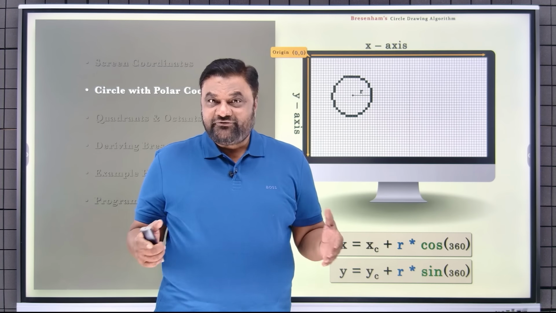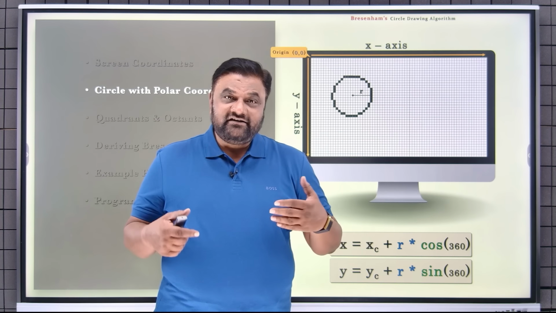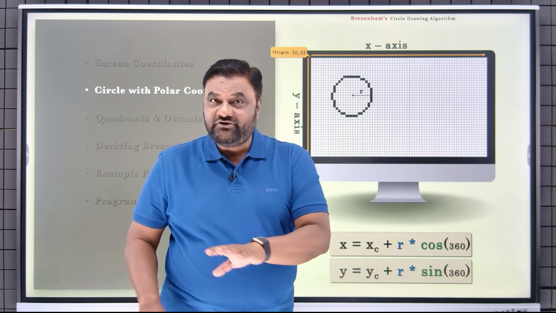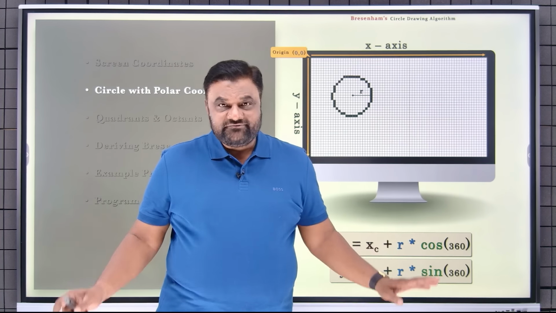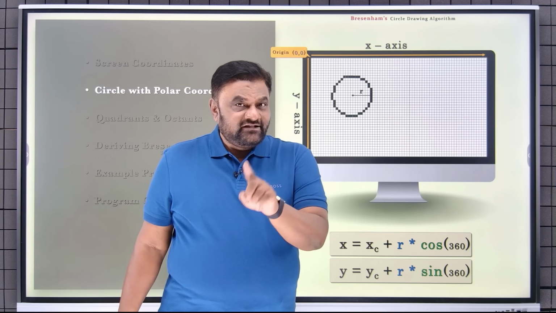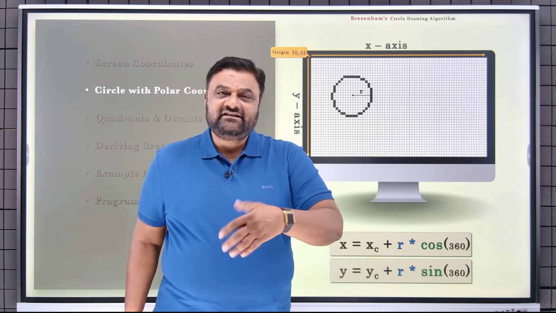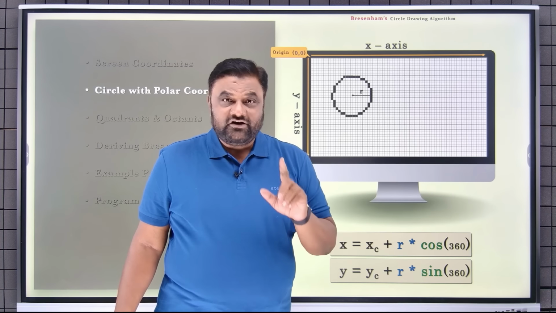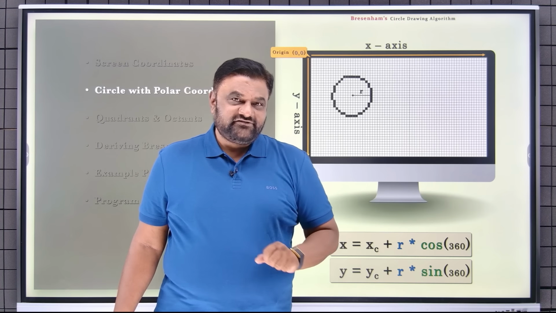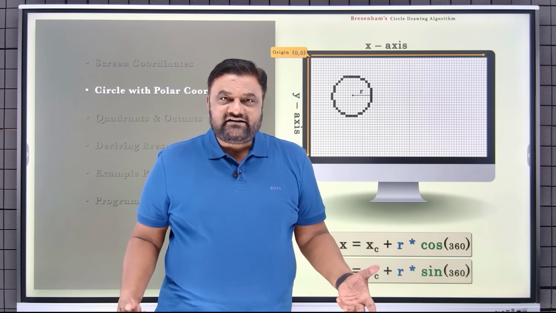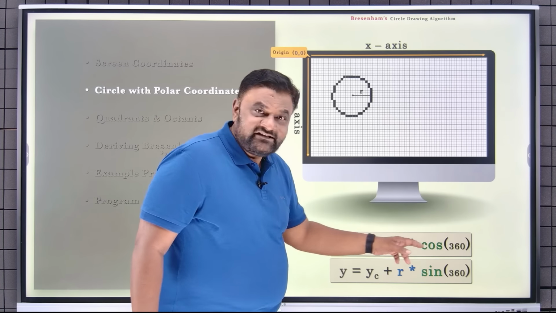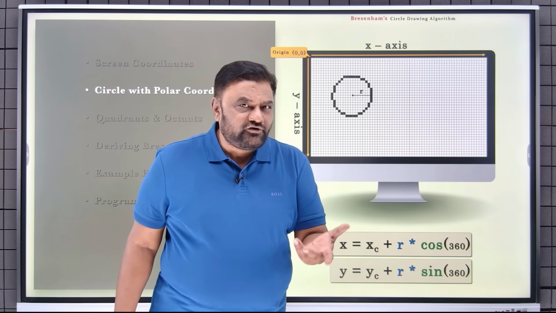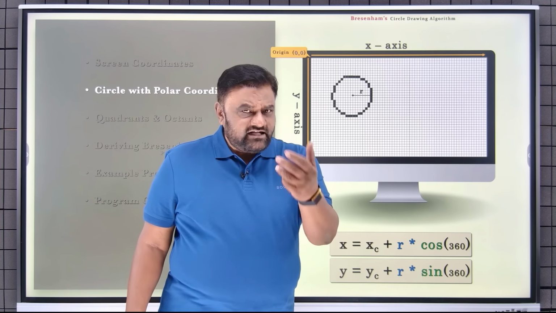So for that, we need an algorithm which works purely on integers. We don't want floats to get involved. We need an algorithm which works on integers only and gets integer x and y so that we can plot pixels on the circumference of the circle on the screen. That's the objective. For that, we don't need this formula which has cos theta, sin theta. We need another formula. What is that? That's what we will see.